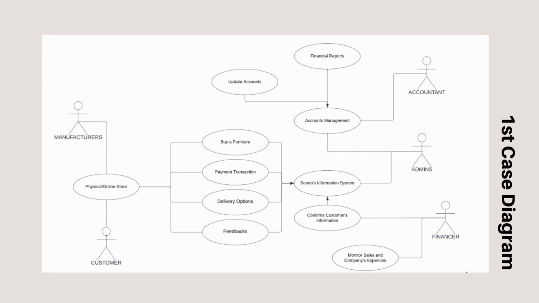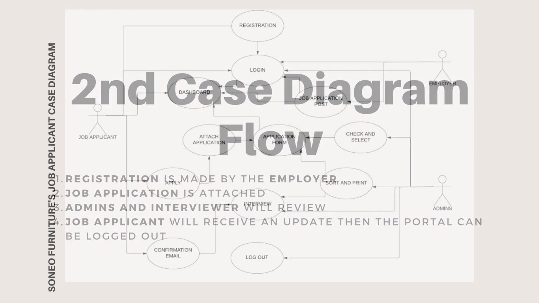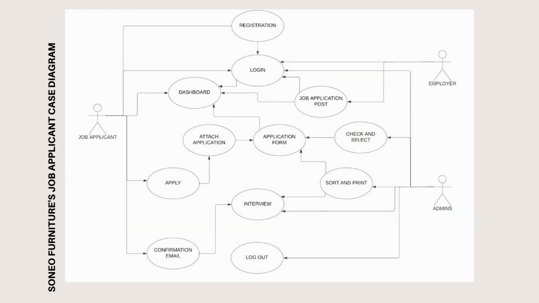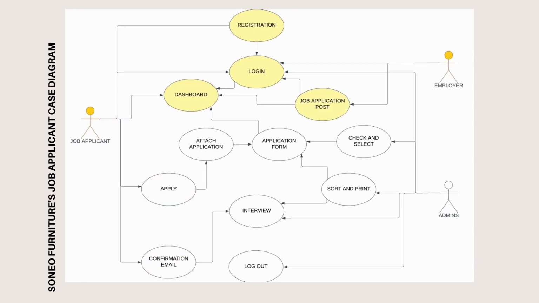Let's go now to the second use case diagram, which is the Sunea Furniture's job applicant or employee case diagram. There are 4 steps that job applicants need to accomplish: register, log in, the application's dashboard, apply, and the confirmation email. The registration is linked to the login area, which is made possible by the employer. The login area, job application post for job advertisement, and the application form are all found on the dashboard. The job applicant's application comes next.